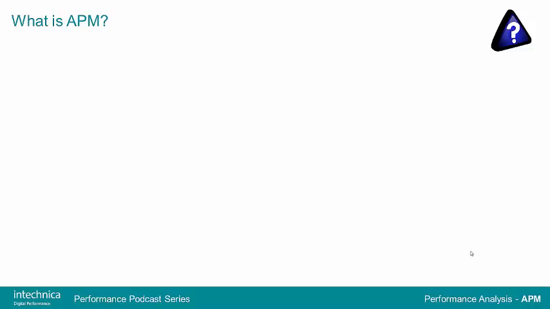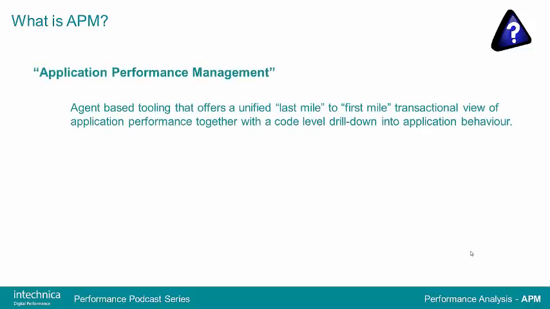So what is APM? Well, APM is Application Performance Management. It typically presents as an agent-based toolset that aims to give you a unified last mile to first mile transactional view of application performance and combine this with the sort of code level analysis that profilers have traditionally provided.